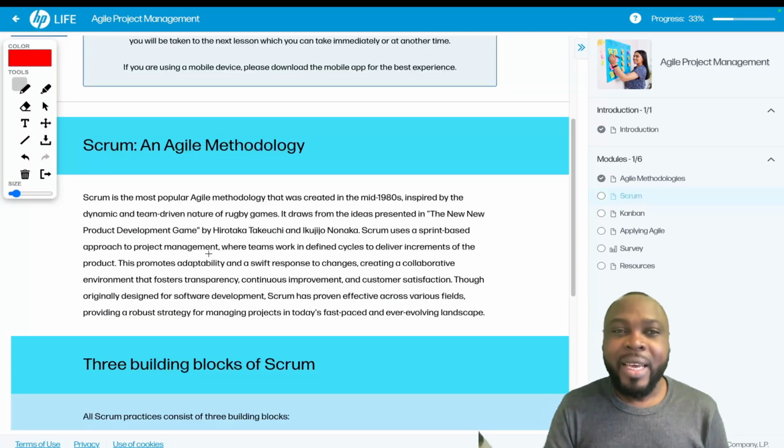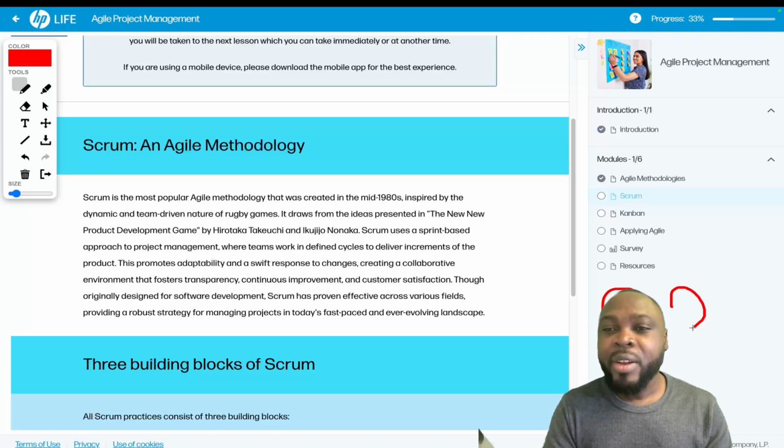Let's get started here with an agile methodology called Scrum. It is a very popular agile methodology. Scrum uses a sprint-based approach to product management, where the team works in sprints to deliver value. So we have sprint 1 here, we have sprint 2 here, and we have sprint 3 here.